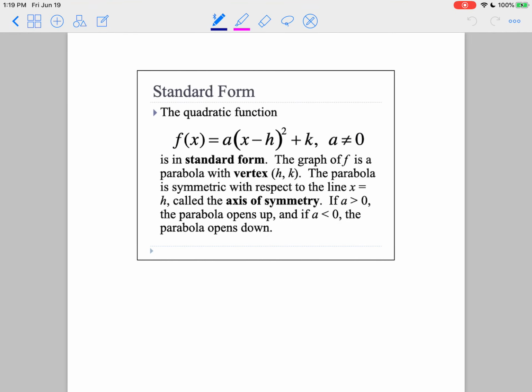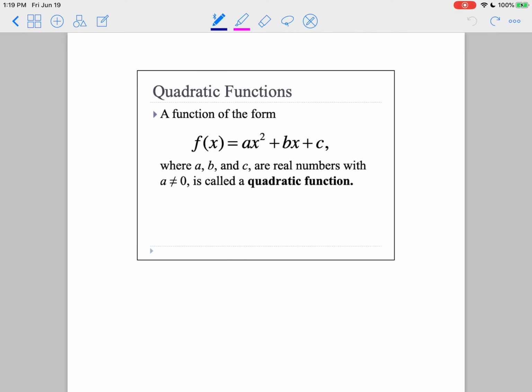So your book calls this the standard form of a quadratic function. Most people would call this the vertex form because, as you can see, (h, k), which is the vertex, can be read right off the equation. So you already know what the vertex is. This a value here is the same as this a value here.